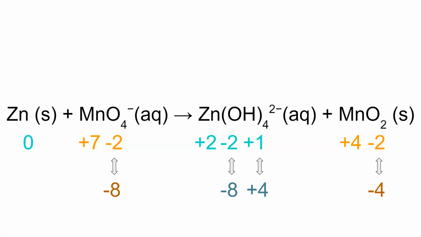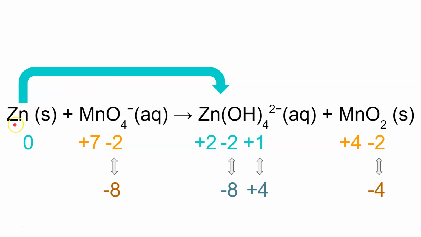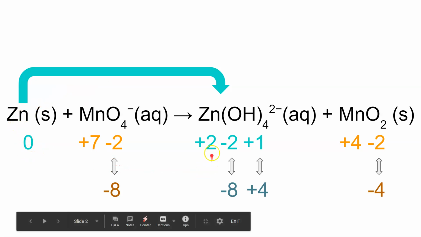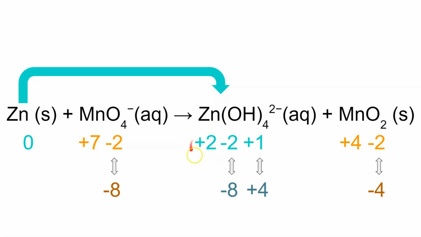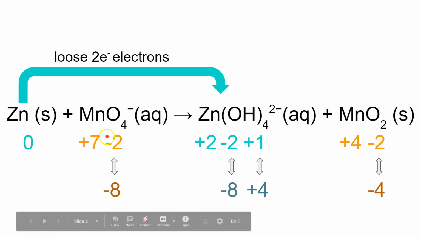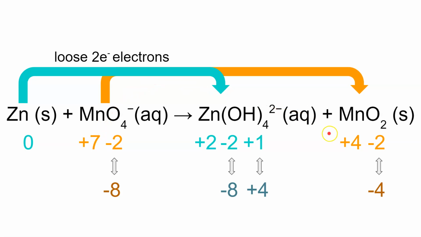Next, we want to see how the electrons are being transferred. We're going to go back to zinc and see how that's changing from the reactant side to the product side. We have 0 going to +2, so that means we're losing 2 electrons. And remember that when you're losing electrons, the oxidation number is becoming more positive. We're then going to look at how manganese is changing. We have a +7 going down to a +4, so we're gaining 3 electrons.